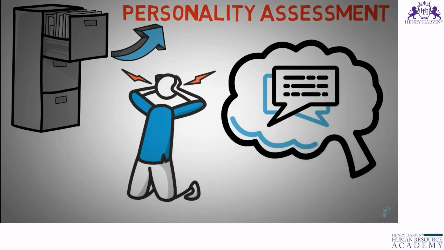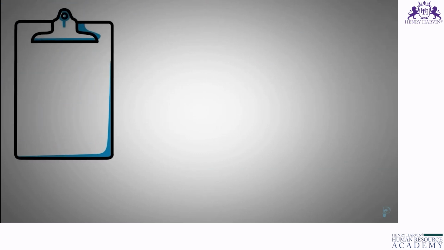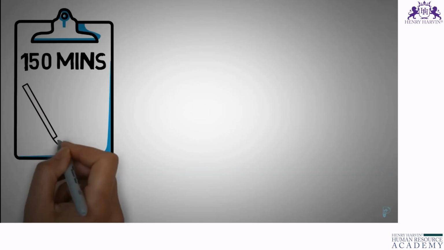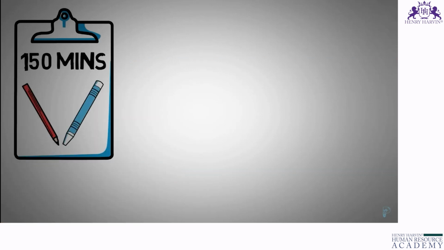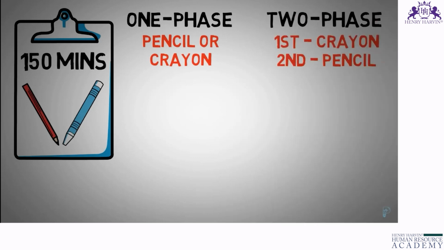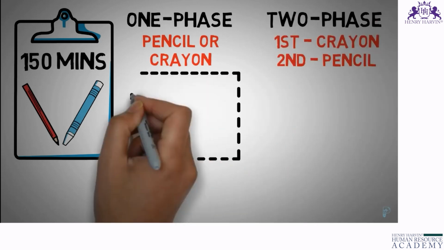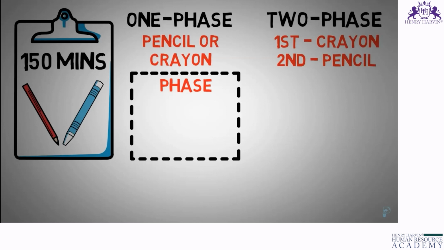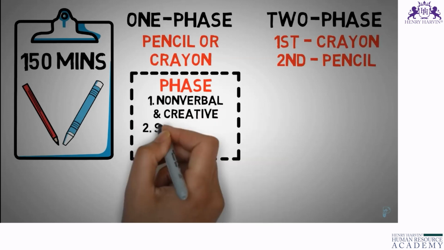So let's go over the technicals of it. The House Tree Person test takes on average 150 minutes to complete. Therapists can choose between a one-phase test, where a pencil or crayon is used for each drawing, and a two-phase test that uses a crayon in the first phase and a pencil in the second. Each phase has two parts, where the first, nonverbal and creative step is followed by the structured verbal one.